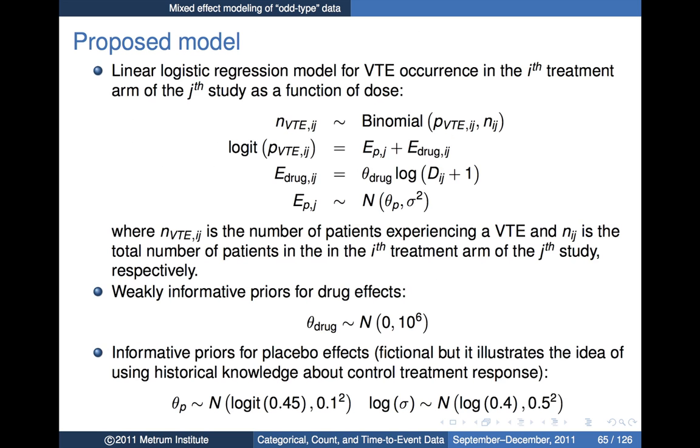And here's the proposed model to describe that data. It's going to be a linear logistic regression model for VTE occurrence in the ith treatment arm of the jth study. So in this case, our individual, if you like, is not going to be a patient. It's going to be a treatment arm. In other words, it's going to be a group of patients in effect.